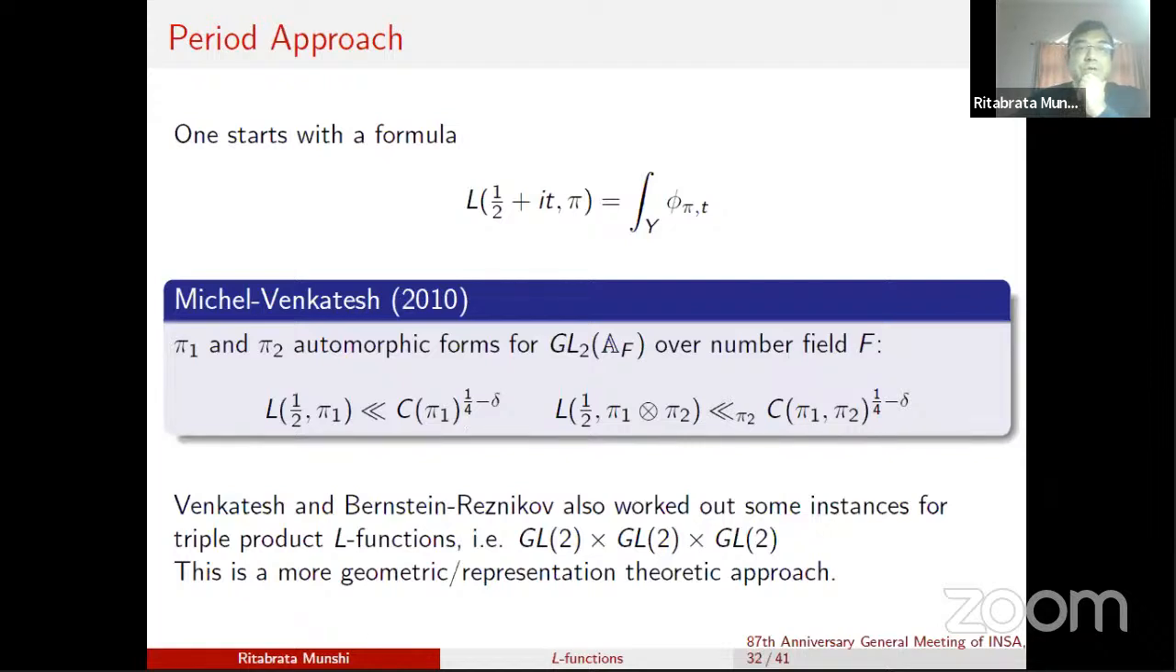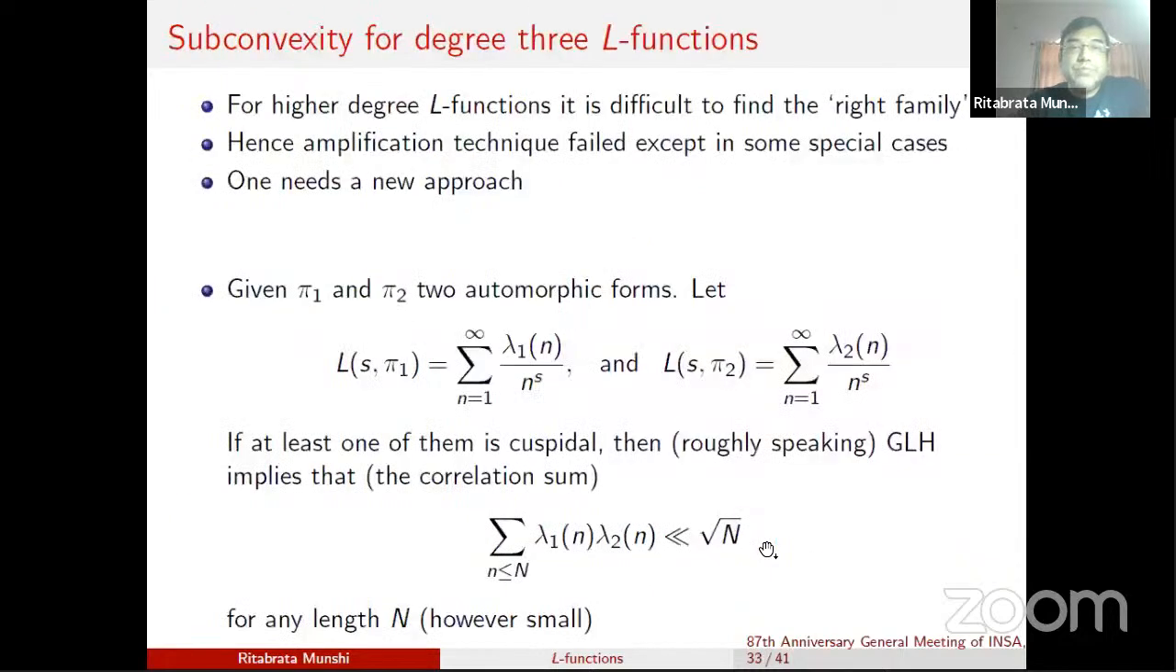So there is another approach. It's called the period approach, and here you write down the L-function as a period integral, an orbital integral of the form, where pi is an automorphic representation and this is a vector in that representation. And then you use the theory of automorphic forms. This is a more geometric and representation theoretic approach, but it works remarkably in a very general scenario for GL2, GL2 cross GL2, or even GL2 cross GL2 cross GL2 forms.